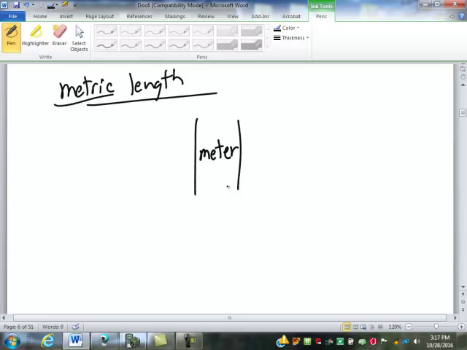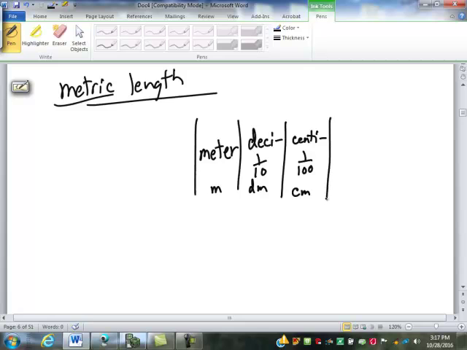If they wanted to measure something smaller than a meter, they used prefixes to divide the meter up into smaller pieces. The prefix deci meant 1/10. So a meter was abbreviated with an M, a decimeter was abbreviated DM. That was 1/10 of a meter. The prefix centi meant 1/100th. So cm was a centimeter, or 100th of a meter. Of course, if it's 100th of a meter, that means there's 100 of them in 1 meter.